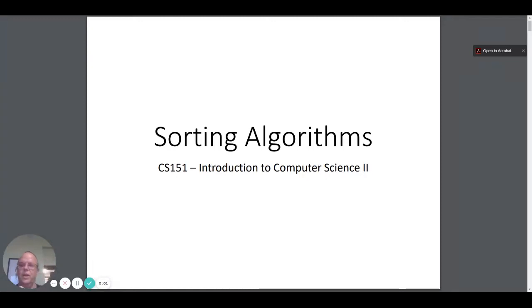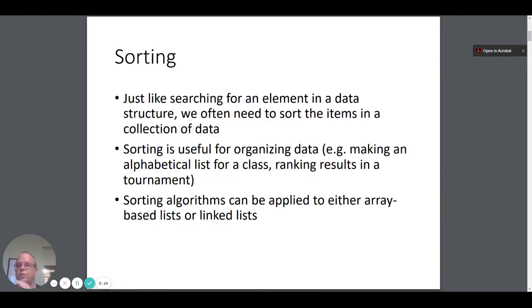Okay, so one last little talk here for CS 151. Today we're going to look at sorting algorithms. It's a companion lecture to searching algorithms from chapter 18 of the textbook. So just like searching for an element, we often need to sort items in a collection of data.